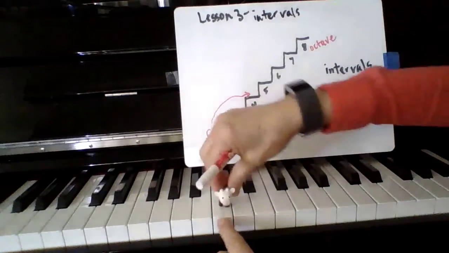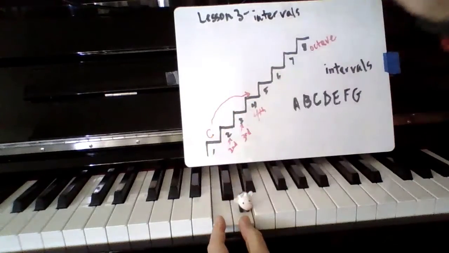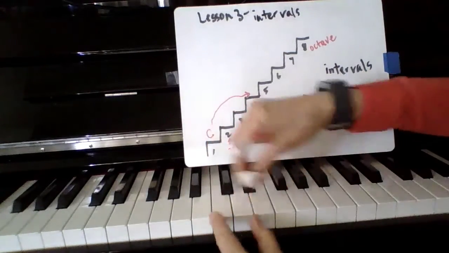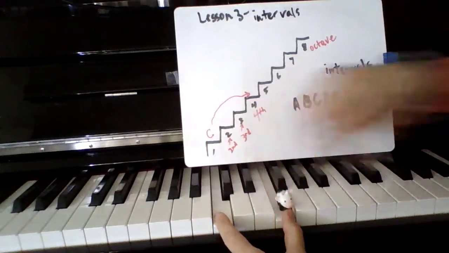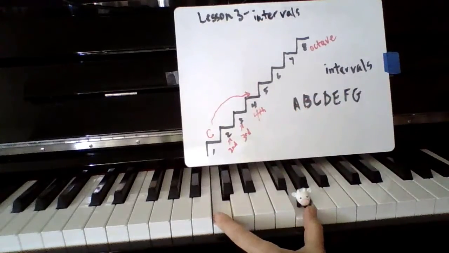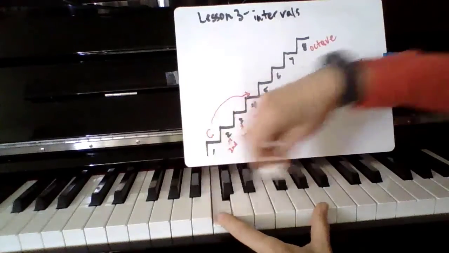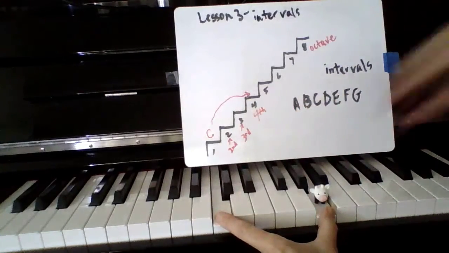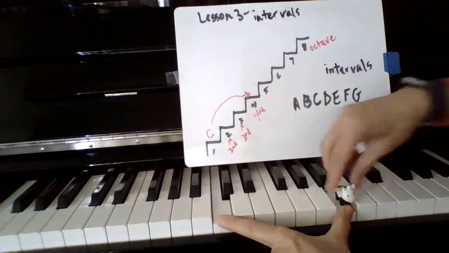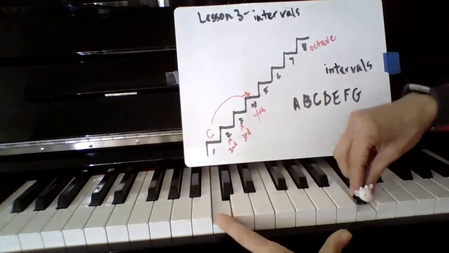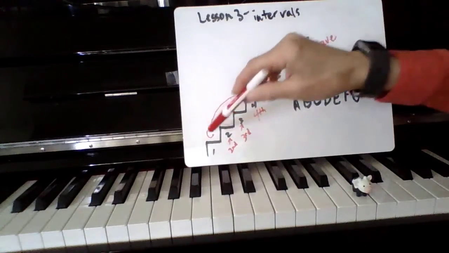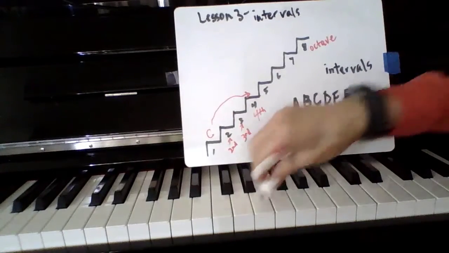So it would be from C to D, that's a second. From C to E is a third. From C to F is a fourth. From C to G is a fifth. From C to A is a sixth. And from C to B is a seventh. And then from C to C is an octave. And you don't have to start on C. You could start anywhere.